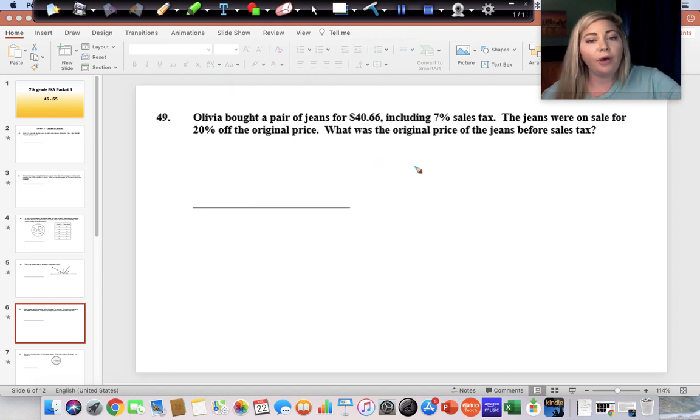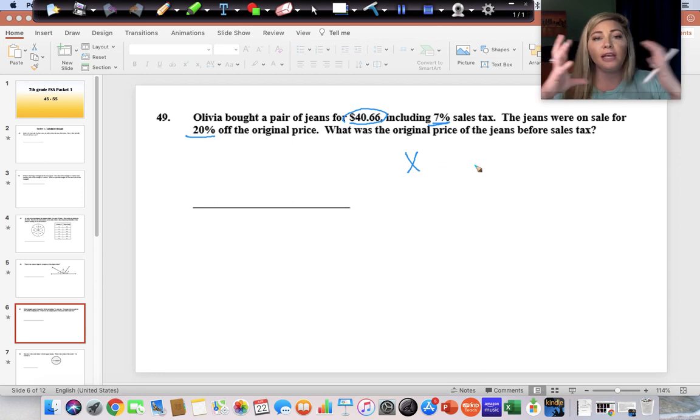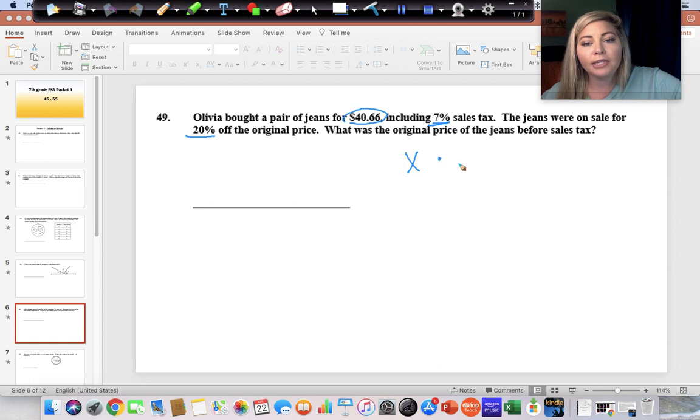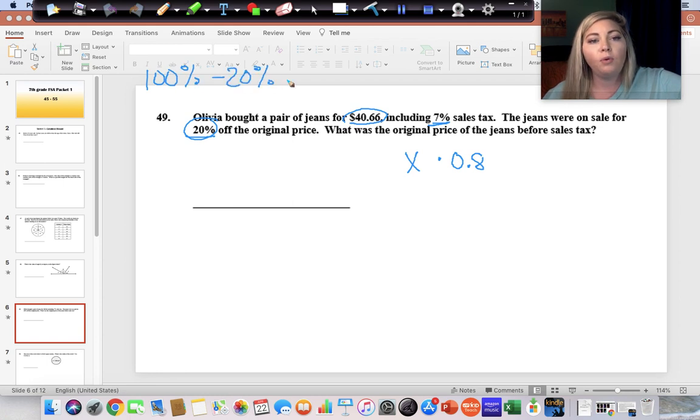Okay, so let's go ahead and start. If we had an original price, to get to our final price, including a 7% sales tax and 20% off, we would take the original amount and multiply it times 0.8, or 80%, because we want to pay for 80% of the price. If we're taking 20% off, that means 100% minus 20%, so we will be paying for 80% of the jeans. Okay, and 80% as a decimal is just 0.8.